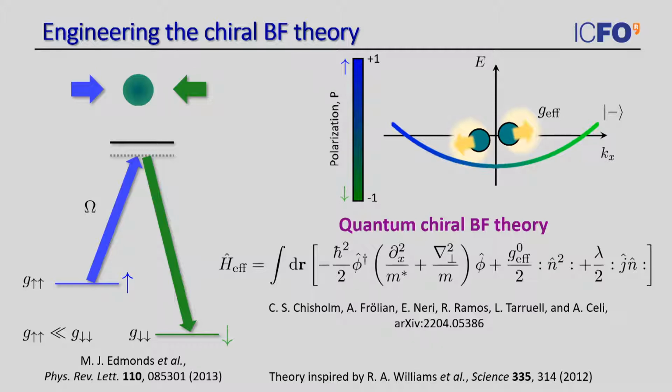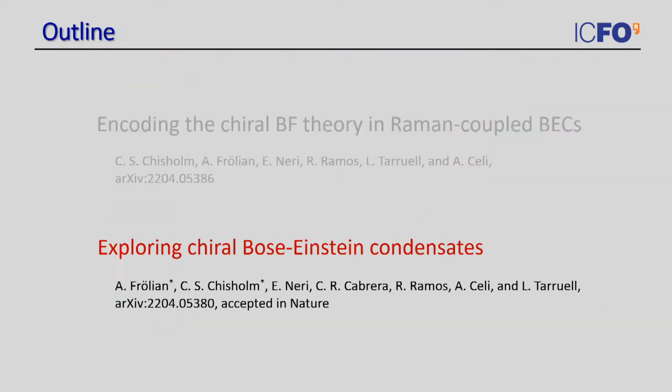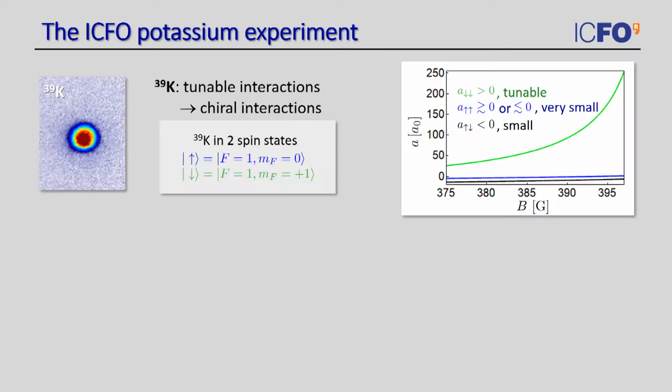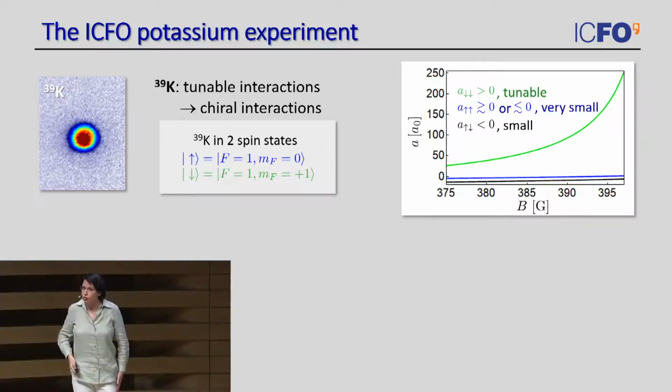So now that we know how we can engineer this chiral BF theory in the lab, then let's go there and just make it with atoms and lasers. So what we use in my group to make these experiments is a Bose-Einstein condensate of potassium-39 atoms, and we like potassium-39 because it's an atom that has a lot of Feshbach resonances and therefore widely tunable interactions, and we are going to tune these tunable interactions of potassium-39 to turn them into the chiral interactions that we want.